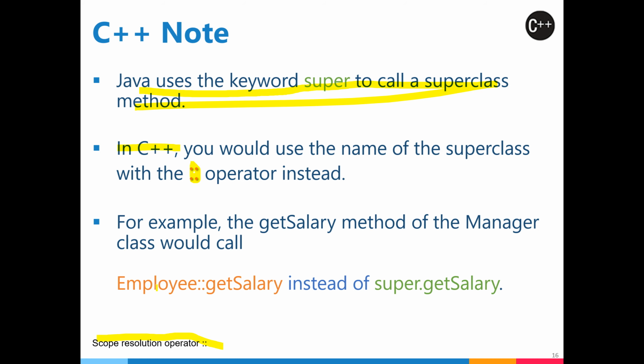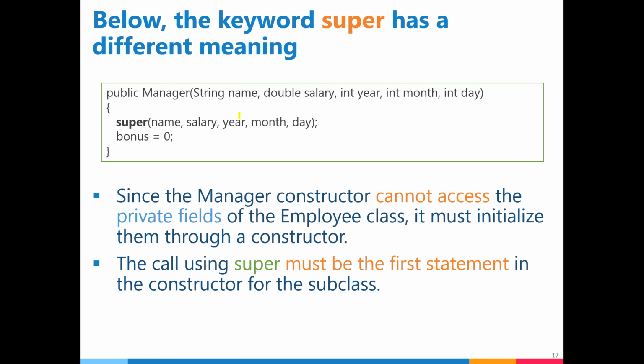So if I want to call the getSalary function in Employee from Manager, I will use the fully qualified name, the getSalary function which is in Employee, your base class. But in Java, it is different. Super.getSalary, we can directly call these functions. Of course, this is missing the open and close parentheses, but this just shows how we can call it.